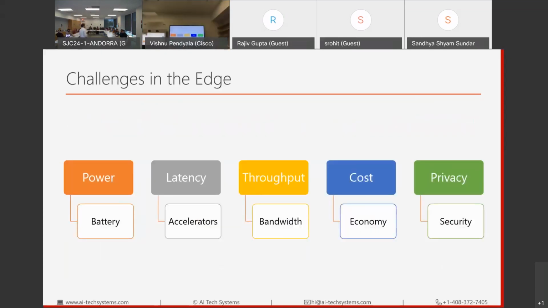So challenges in the edge, right? Opportunities, and of course it has challenges. Where do you get the power from? So the battery industry is growing, right? Now latency, not every application can be deployed. There are mission critical applications that will require certain frame rate, certain level of latency. You can't deploy those. And throughput, you need bandwidth and also processing power.